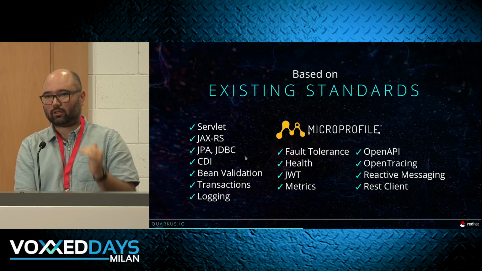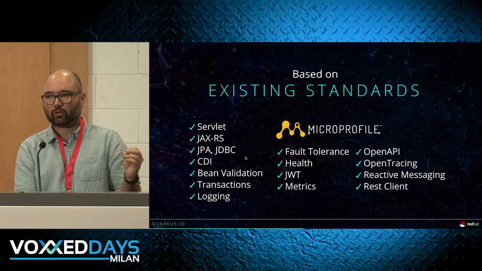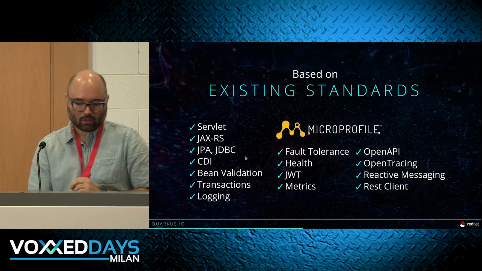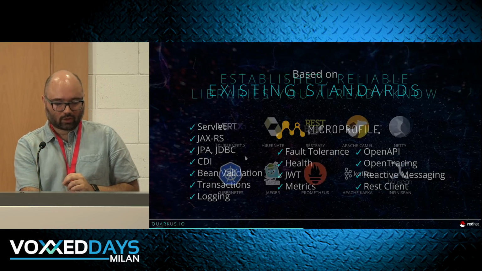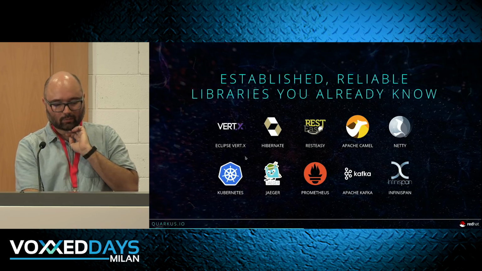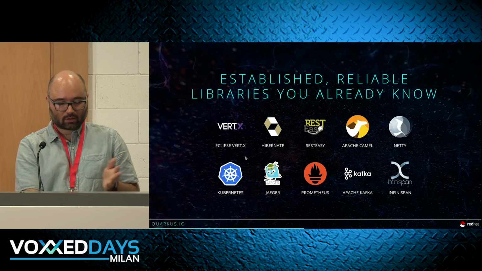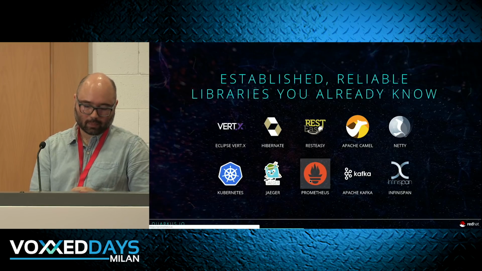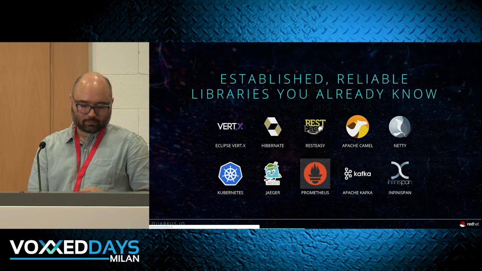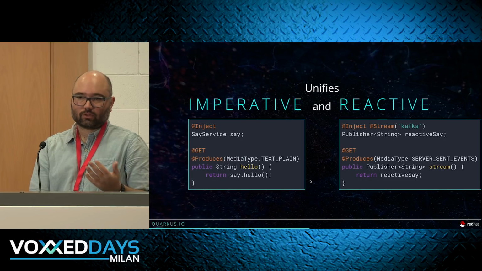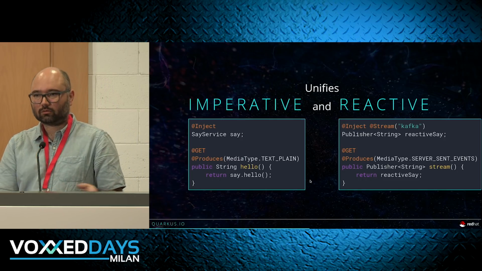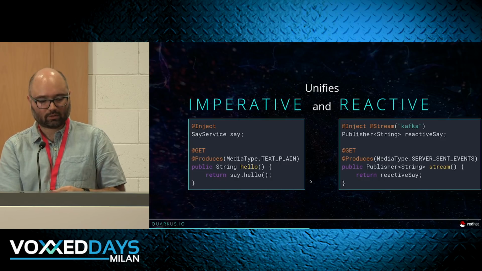Focused on these neo-design paradigms, right? So we want to infer metadata at build and use it later. We have Vert.x, Hibernate, RESTEasy, Camel, Netty, Kubernetes, Jaeger, lots of things, and many more are coming. It's not enforcing you to be imperative or reactive. We have people who love both, so you can choose both.